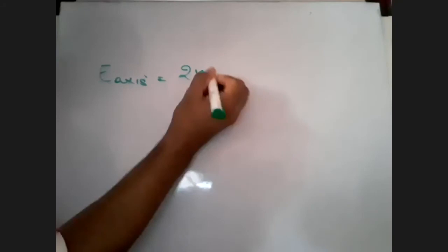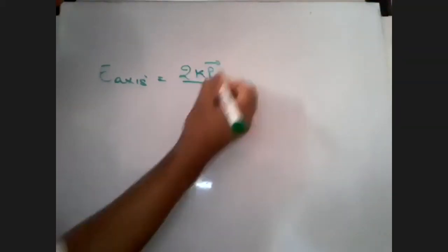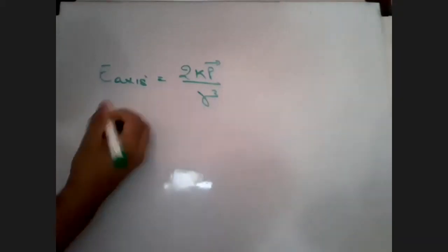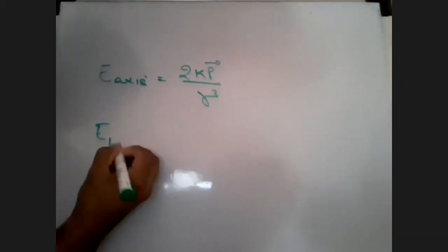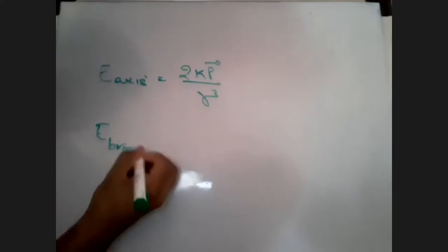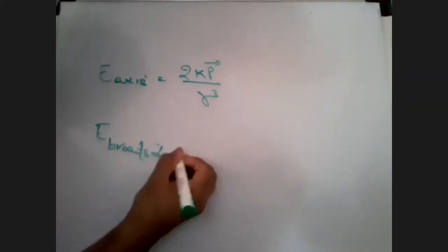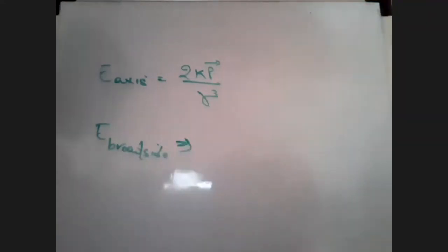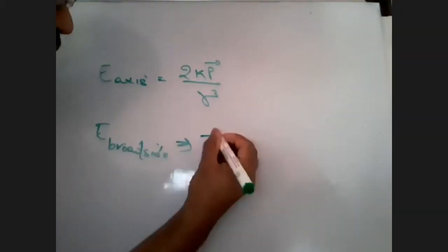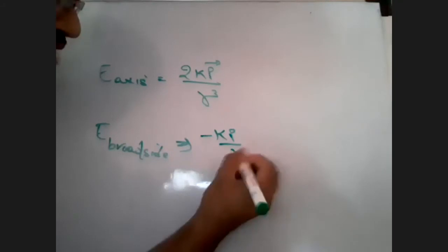Intensity? Anyone? On the axis, it was 2kp upon r cube, isn't it? 2kp upon r cube. And on the broadside, what was it? Broadside means the bisector. What was it? Minus kp upon r cube.